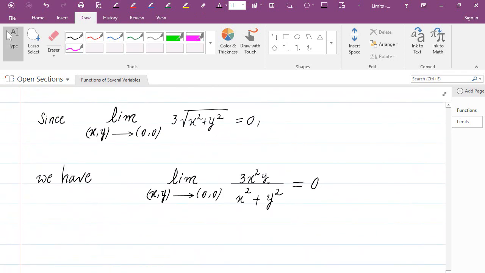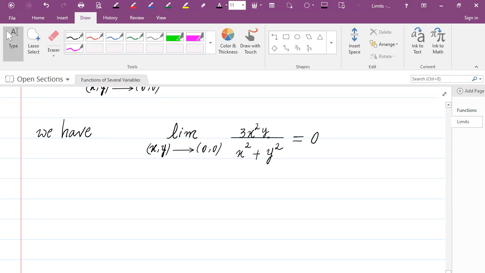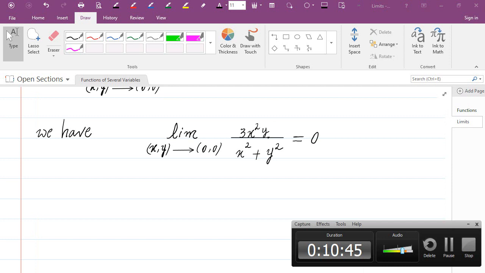Okay, so that's all I'm going to say about limits, and in the next video we will start talking about derivatives of multivariable functions. In particular, we will start talking about partial derivatives.